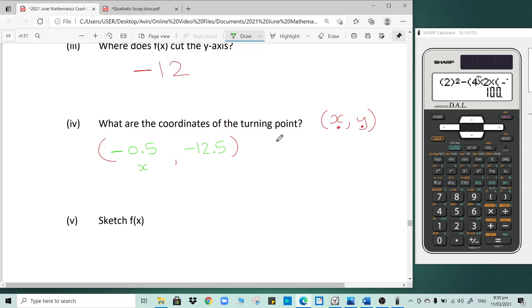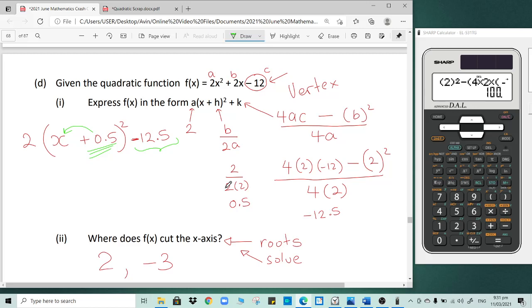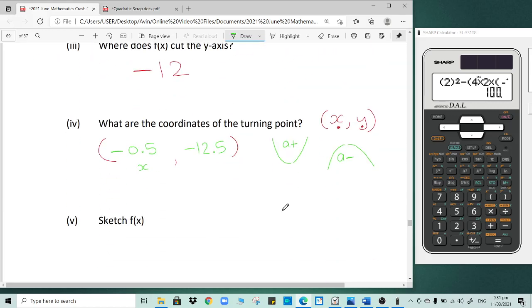Also, all quadratics either have a kind of U shape or a kind of N shape, like the rainbow shape. Anytime A is positive, we will get the U shape. Anytime A is a minus, you will get the rainbow shape. Just to recall, A in today's question is positive 2. That's a positive number. So that means when we sketch it, it will look like this.